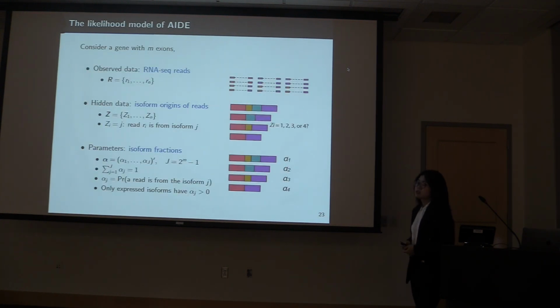In order to introduce the likelihood model of AIDS in detail, let's consider a gene with M exons. We suppose that after the mapping or alignment step, we have n RNA-seq reads mapped to this gene. Then in the problem of isoform discovery, our observed data are RNA-seq reads, which can be denoted as R1 to Rn. The hidden data are isoform origins of the reads, which are denoted as Z1 to Zn, and Zi equals J if read Ri comes from isoform J.